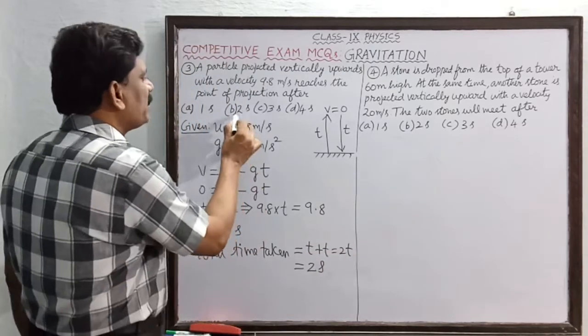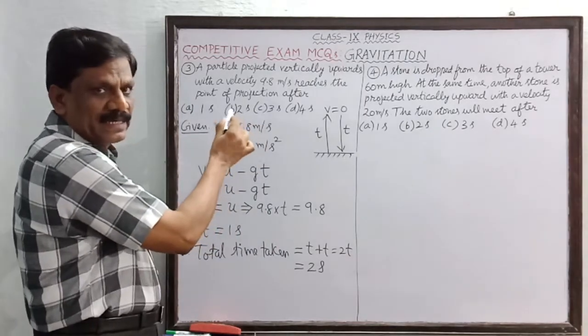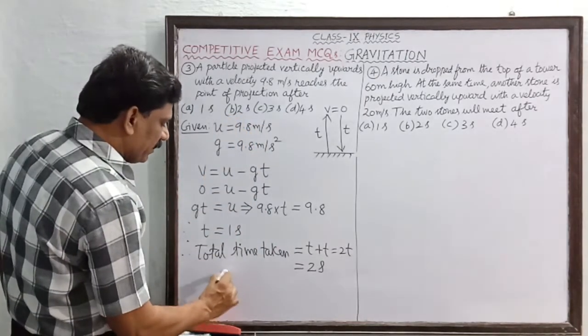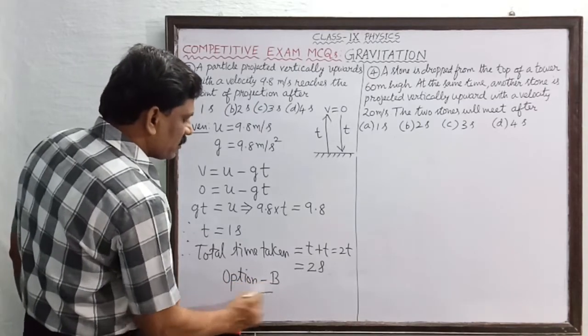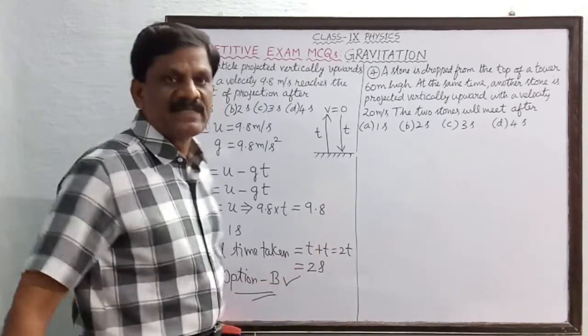So which of the options is correct? You see here, option B is correct. Therefore, the correct option is B. Okay, so have you understood?